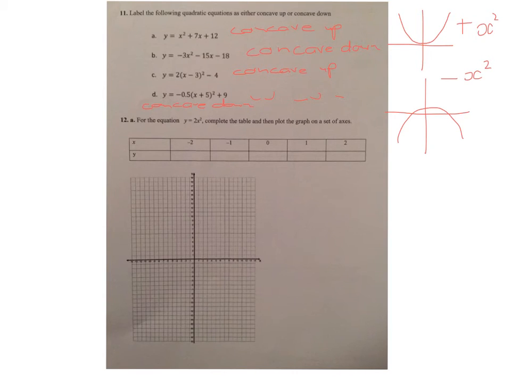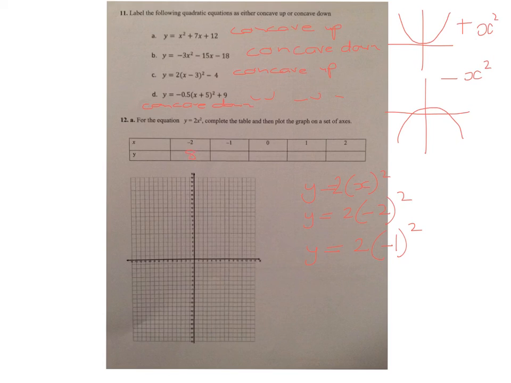Okay, question 12. For the equation y equals x squared, complete the table and then plot the graph on a set of axes. Right, so when we're inputting an x value into an equation, errors sometimes happen when we have a negative. So the easiest thing is to make sure you input it in your calculator with some brackets. So our first one would be y equals 2 bracket negative 2 all squared, and the second one would be y equals 2 bracket negative 1 all squared.